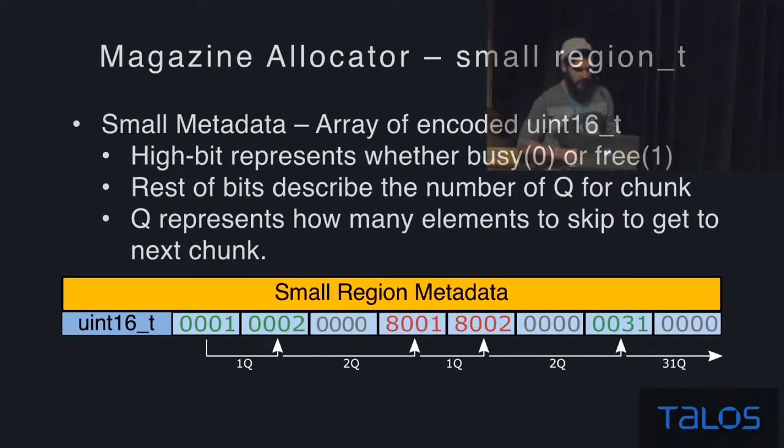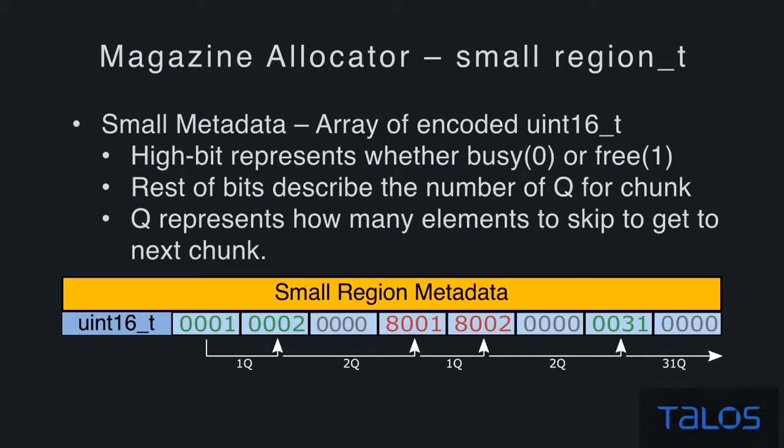How small metadata is done is slightly different. They actually take the high bit. The high bit is set if the block is free. If it's not free, then it's not set. And the number at the back here represents how many blocks it is. So this particular one is 1 block, then we have a 2 quantum allocation, then we have a 1 quantum free allocation and a 2 quantum free allocation.